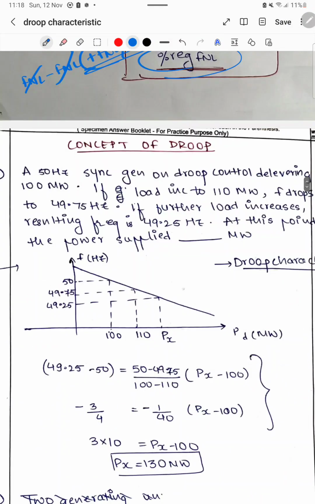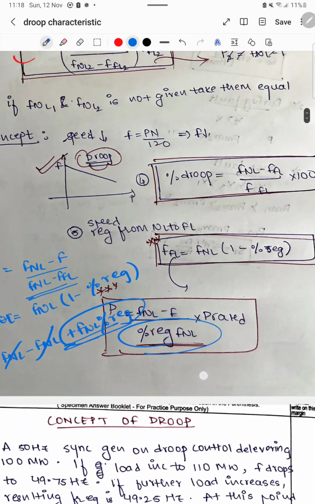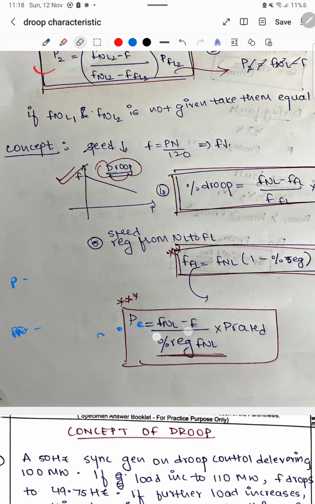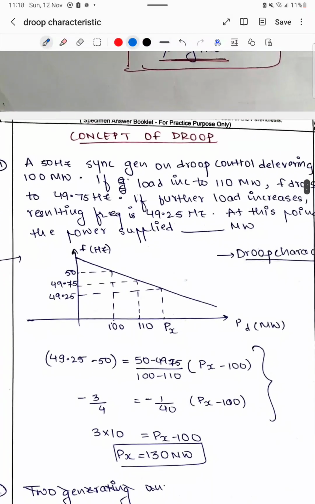With this, we have understood the concept and what to do when percentage regulation is given from no load to full load. We understood what droop is: F no load minus F full load upon F full load. We have understood how power sharing works and what to take when no F no load is given, and so on. Now let's try to apply them.